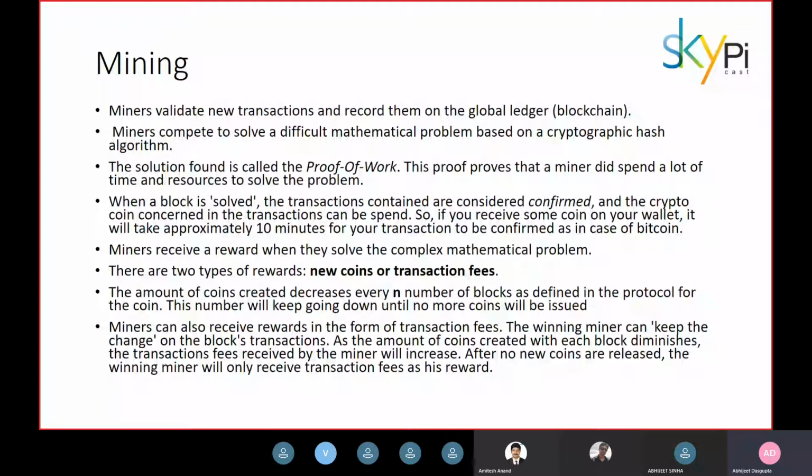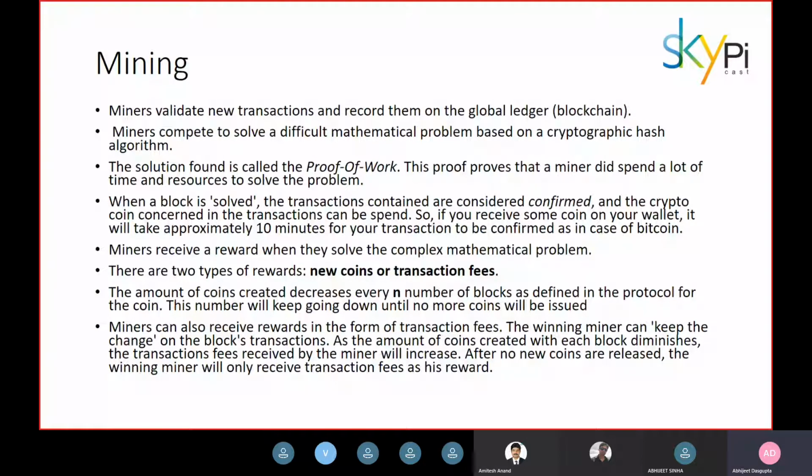This proof proves that a miner did spend a lot of time and resource to solve the problem. When a block is solved, the transactions contained inside that block are considered as confirmed and complete, and the cryptocoin concerned in the transactions can now be spent. So when you receive some coin on your wallet, it will take approximately a few minutes, about 10 minutes, for your transactions to be confirmed, as it is in case of Bitcoin and similar altcoins. Miners will receive a reward when they solve the complex mathematical problems.